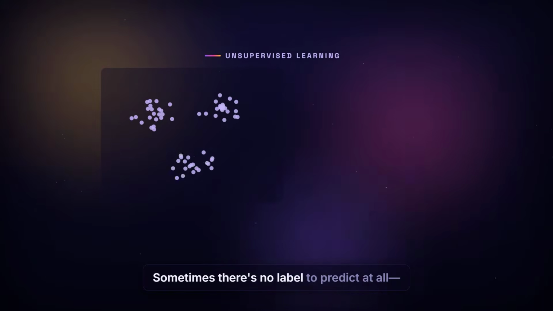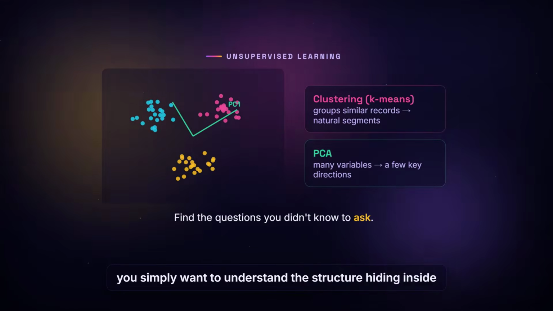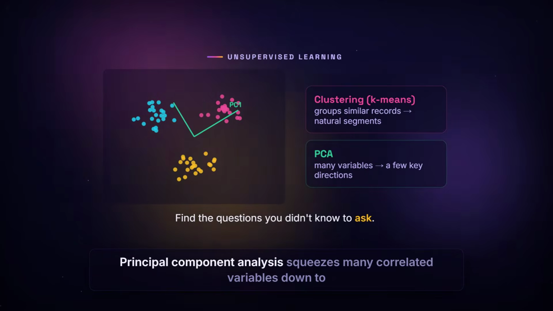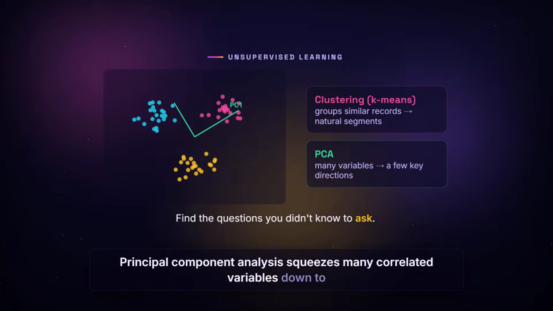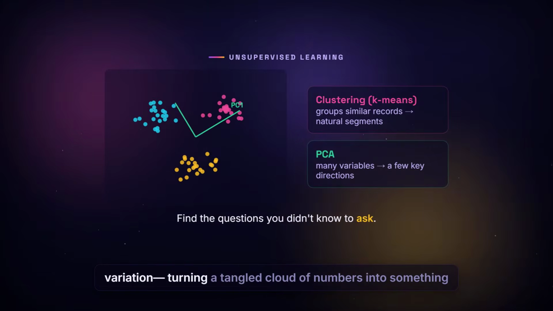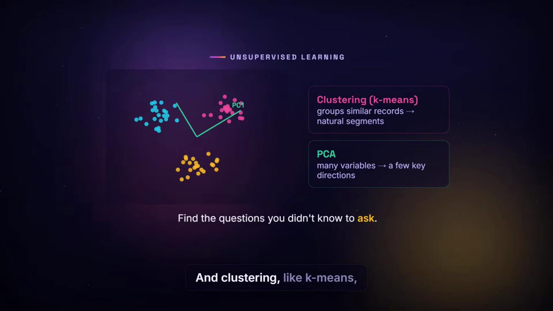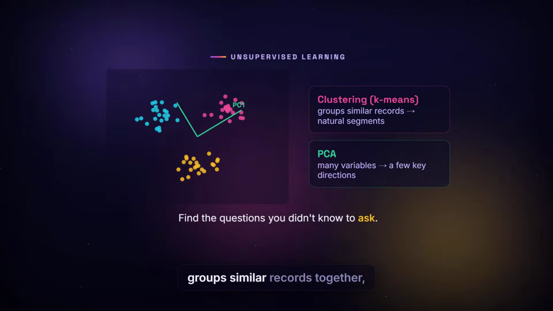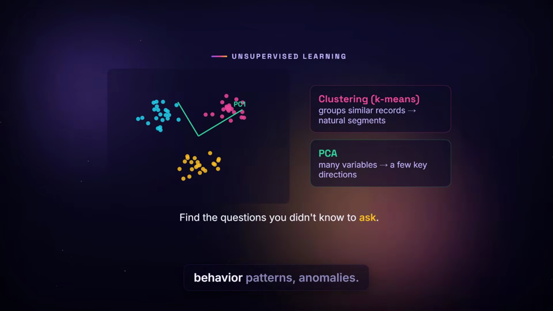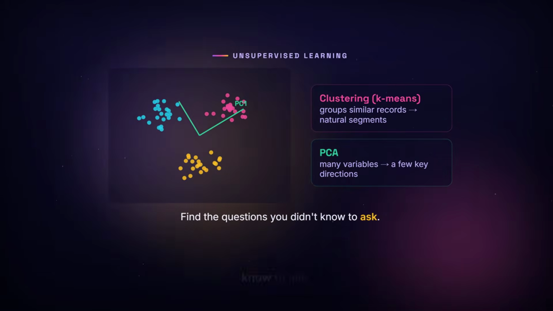Sometimes there is no label to predict at all. You simply want to understand the structure hiding inside your data. That's unsupervised learning. Principal component analysis squeezes many correlated variables down to a few key directions that capture most of the variation, turning a tangled cloud of numbers into something you can finally see. And clustering, like k-means, groups similar records together, revealing natural segments, customer types, behavior patterns, anomalies. It's how you discover the questions you didn't even know to ask.